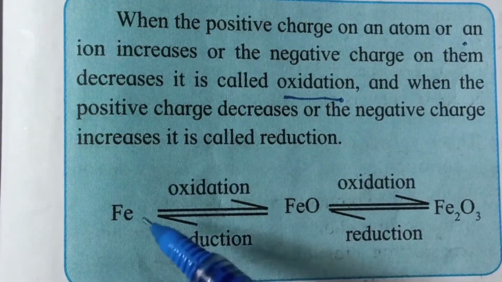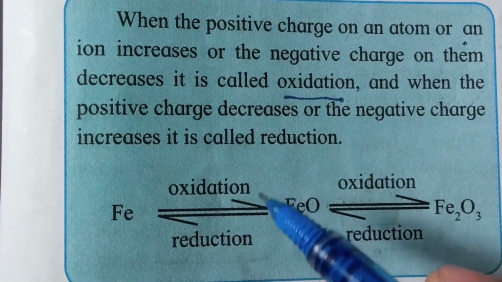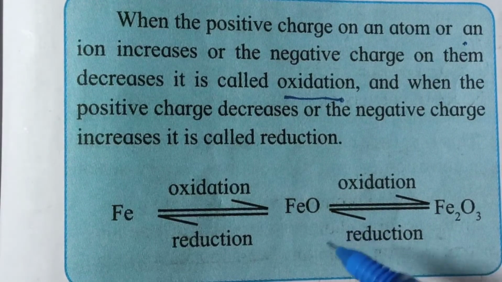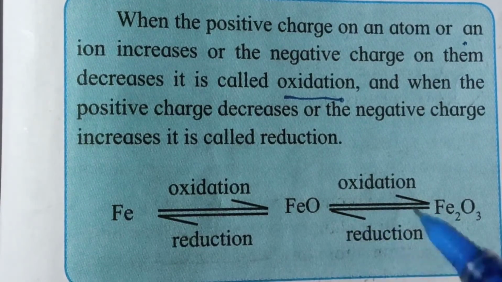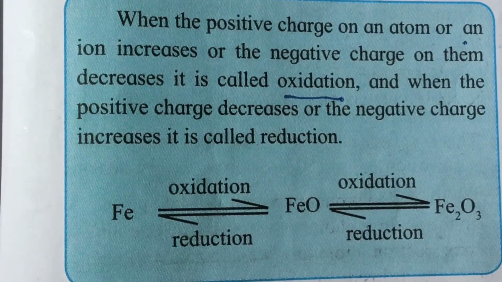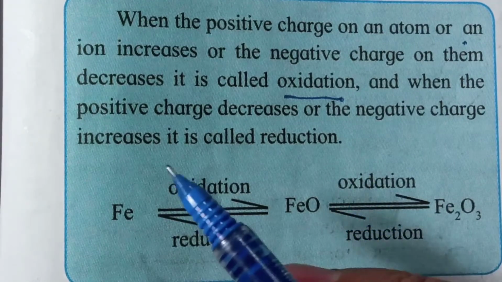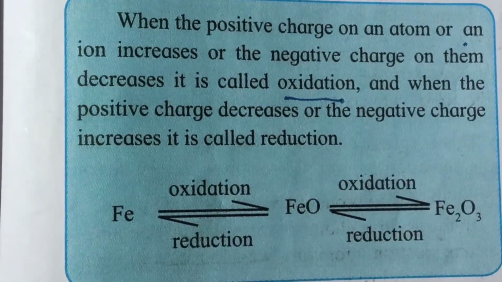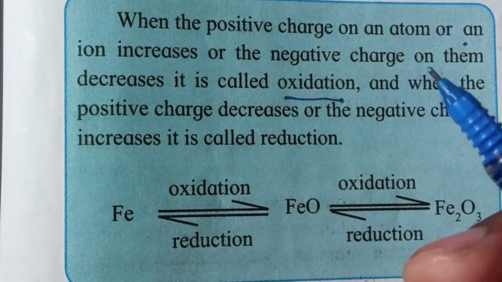So here Fe, that is iron, gets oxidized to form ferrous oxide, meaning oxygen gets added. Now again oxidation, Fe2O3. Now here reduction takes place, from Fe2O3 it becomes FeO, and again reduction takes place, it becomes Fe.